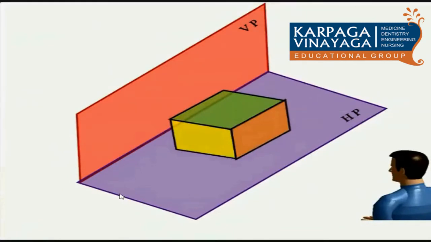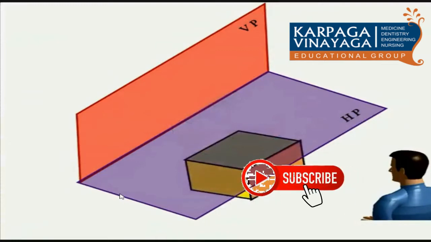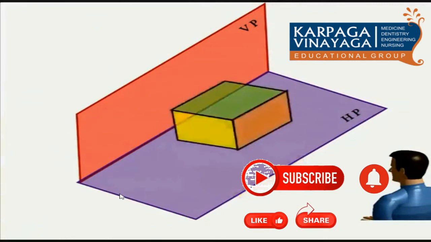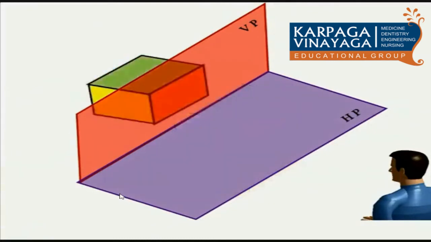Before going to the first quadrant, let us name the object's positions relative to the HP plane. This is above HP. This is below HP. This is in front of VP. This is the object in front of the vertical plane, VP. Here the object is behind VP.